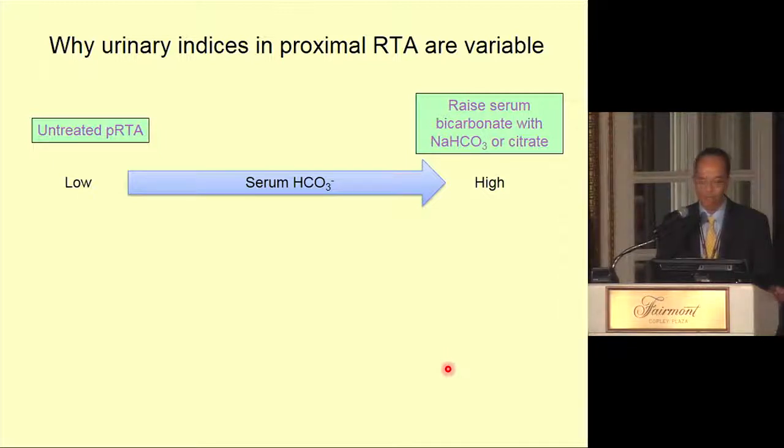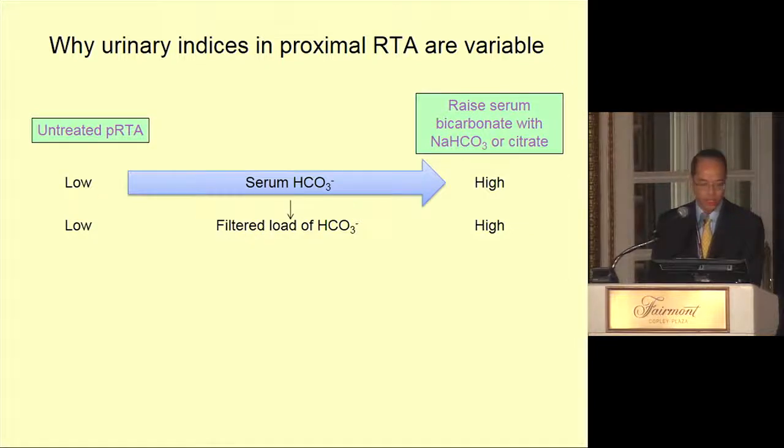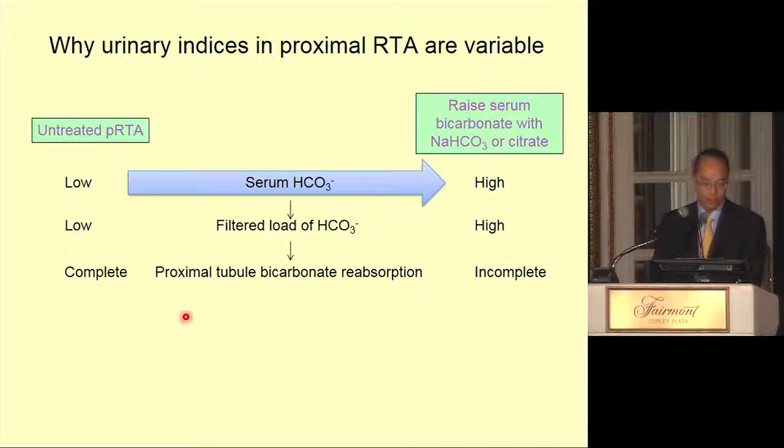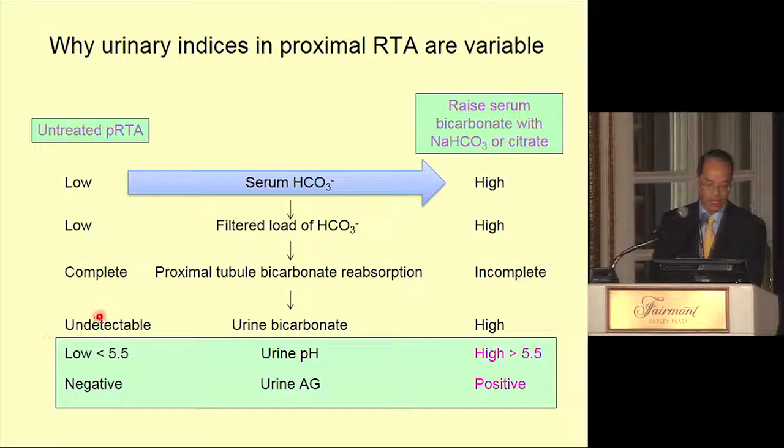How do we make the diagnosis of a proximal RTA? The issue here is that in untreated proximal RTA, your bicarb is very low. If you treat patients with bicarbonate and raise the serum bicarbonate, they look completely different. Under this circumstance, the filtered load of bicarbonate is very low, and so if your bicarbonate drops enough, the filtered load drops enough that there's enough reabsorption in the proximal tubule to completely reabsorb it, and so then you don't have any urine bicarbonate, and your urine pH can be appropriately acidic, and your urine anion gap negative.